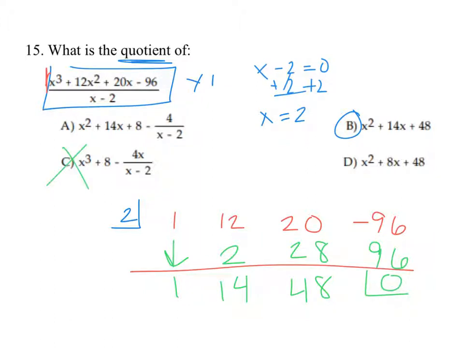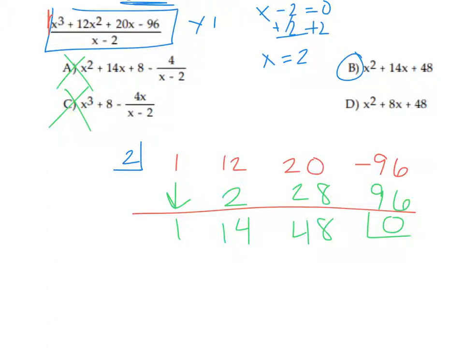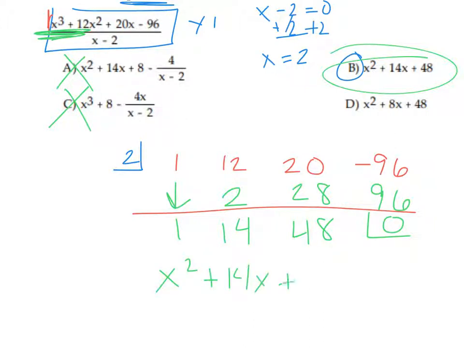So I know that this can't be an answer, that can't be an answer, because they have remainders. And the only one that makes sense is this guy, because remember, you go down by a power. I started with cubed, so this becomes x squared plus 14x plus 48. That's it. So study up, and I'll see you guys tomorrow.